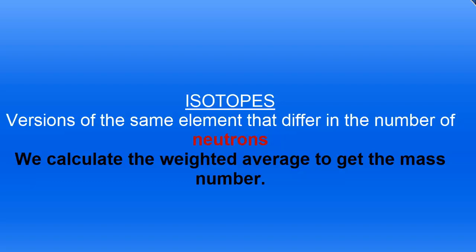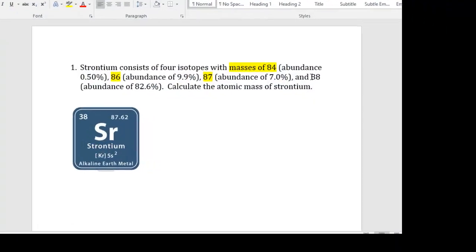Isotopes are versions of the same element that differ in the total number of neutrons. So what you actually see is a weighted average. We calculate the weighted average based upon the natural abundances. As an example, the element strontium has 4 different versions of strontium.